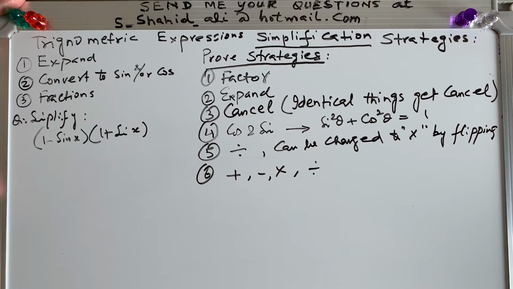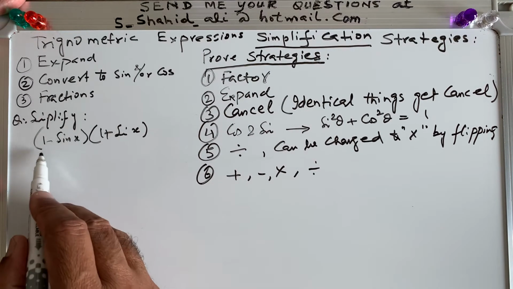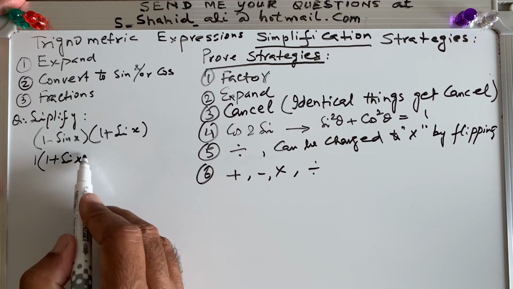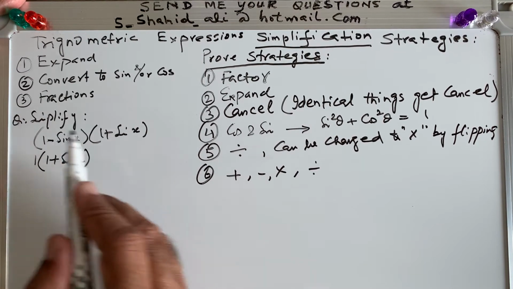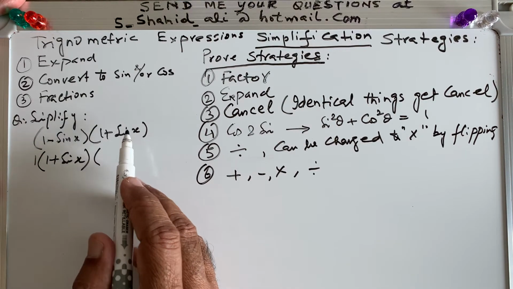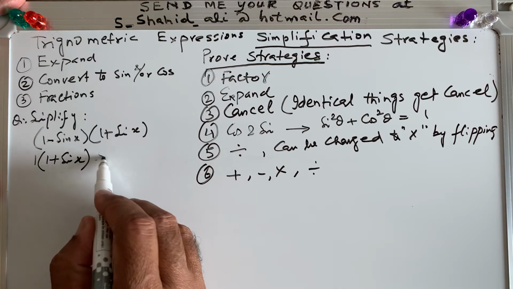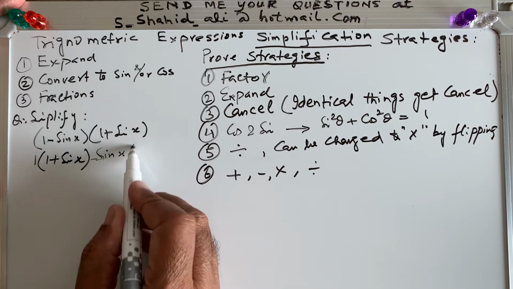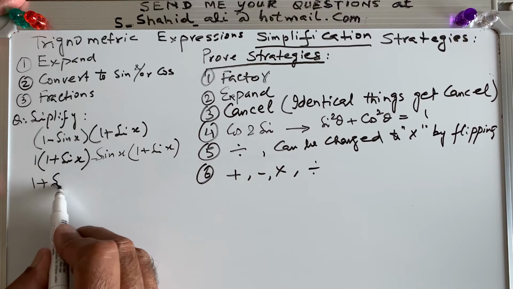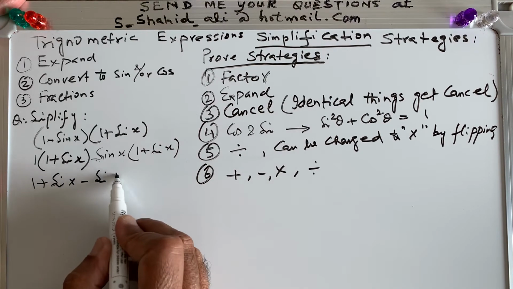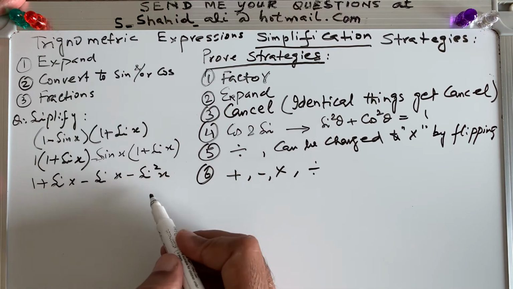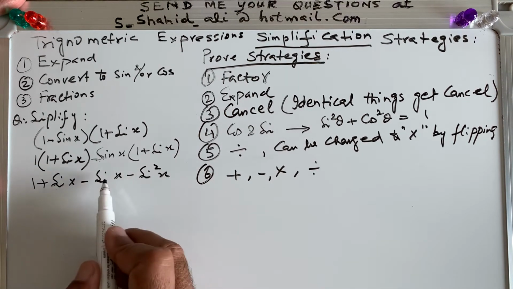So what we have to do is expand it. 1 will be multiplying with the whole bracket first, as we did in algebra, simple algebra, a plus b times a minus b or something like that. Then minus sine x will go and multiply with the bracket 1 plus sine x. Really multiplying them, we get 1 plus sine x minus sine x minus sine square x. Now we can see that plus sine x and minus sine x get cancelled.